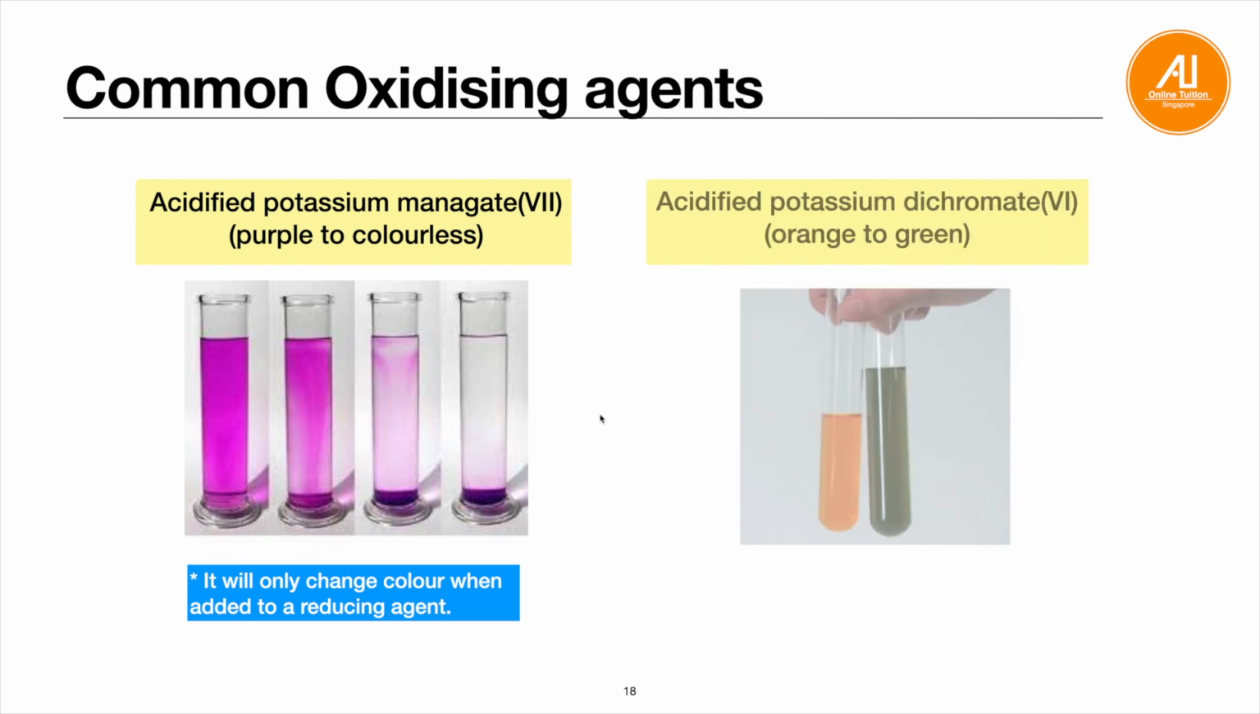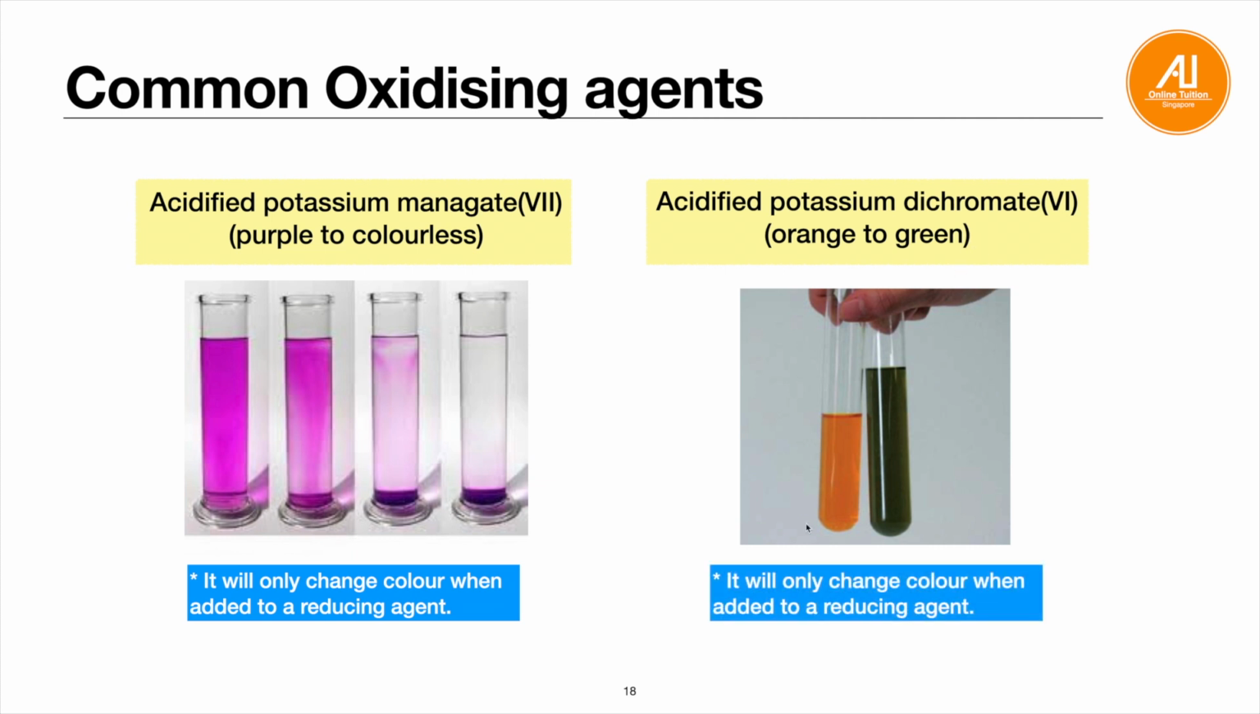This one is the same thing as well, acidified potassium dichromate 6. It only changes color when added to a reducing agent. So if you add potassium dichromate 6 into an unknown solution and it changes from orange to green, it shows that the unknown solution is a reducing agent, because potassium dichromate 6 is an OA, so the unknown solution must be an RA, a reducing agent.